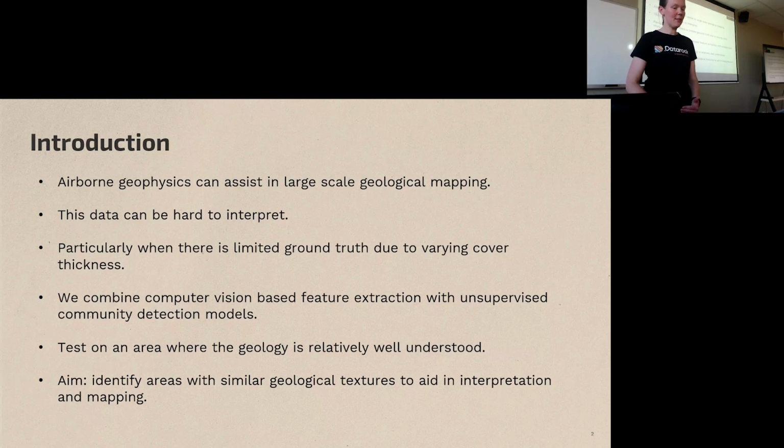So we tested several methods on an area where the geology is considered to be relatively well understood. This then enabled a comparison between the results from the clustering methods and the known geology to help decide which algorithm was working the best in this area and would be best to apply to less well understood areas.